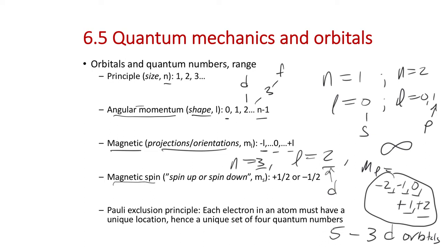So if we take a step back, let's go simpler. Let's look back at n equals 1. L can only equal 0. So if n equals 1, the only possible value of L is 0. Then the only possible m sub L is 0, meaning there's one possible orbital with this set of quantum numbers. So we would have the 1s. The 1 is referring to the n value, the s, the shape, we get from the L value. And so there's one of these orbitals possible.